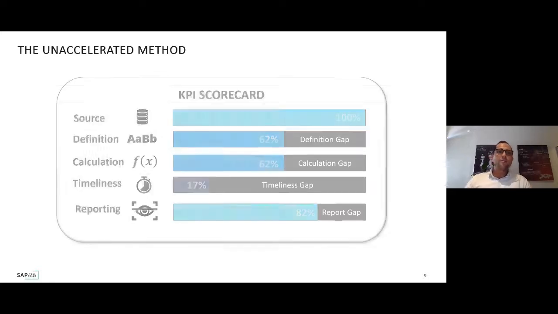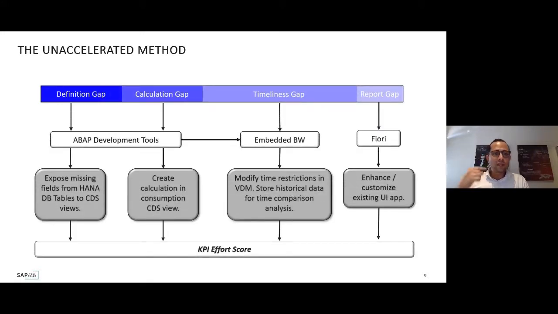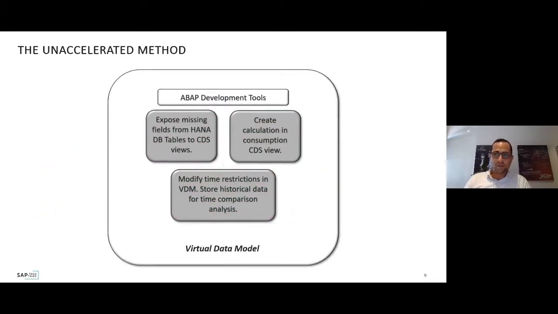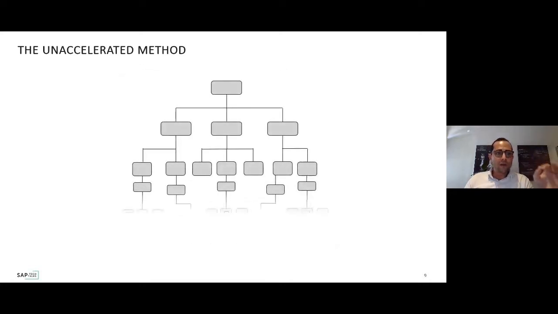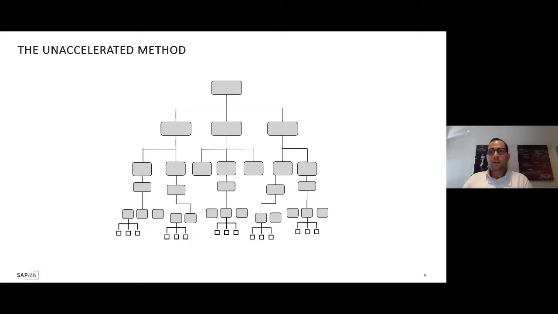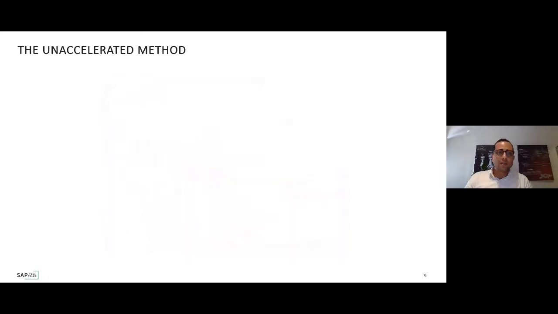Each of these gaps embodied an amount of work to be done, which led us to create a KPI effort score. When repeating this process many times, it was noted that most of the effort was concentrated in the virtual data models, meaning the extension or creation of CDS views. But tracing object definitions and dependencies turned out to be an incredibly time-consuming task, given the stacked nature of the models. It's made out of hundreds of views, each one containing many lines of script, making it quite difficult to map out. After having to do this many times, we approached our development team, trying to find a way in which we could accelerate the process.